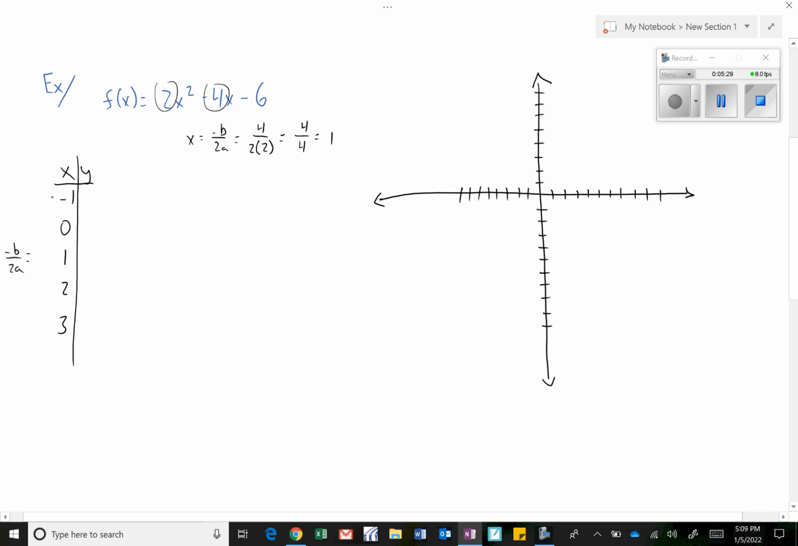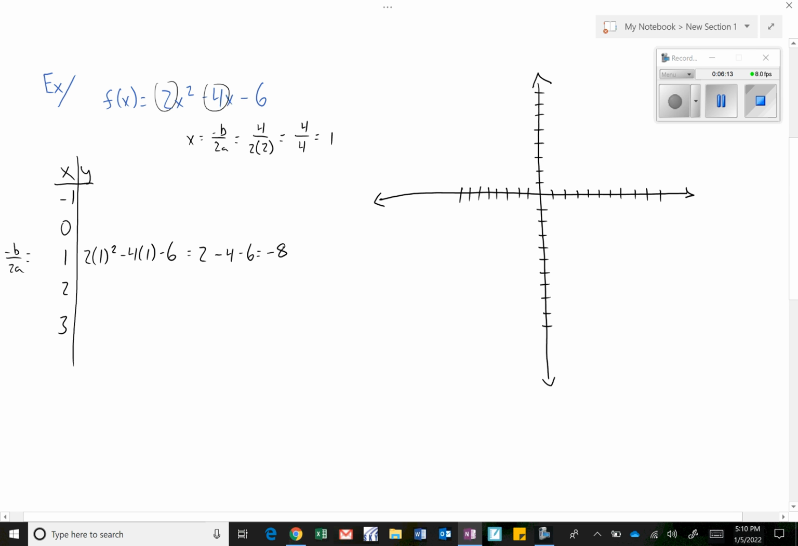And I can actually take these numbers and sub them in. So let's see here. I'll start with 1 right here in the middle. I'm going to take 1 and sub it into my function in place of x. So this would be 2 times 1 squared minus 4 times 1 minus 6. And when I simplify, 1 squared is 1, times 2 is 2, minus 4 times 1 is 4, and then minus 6. And 2 minus 4 minus 6 is -8.